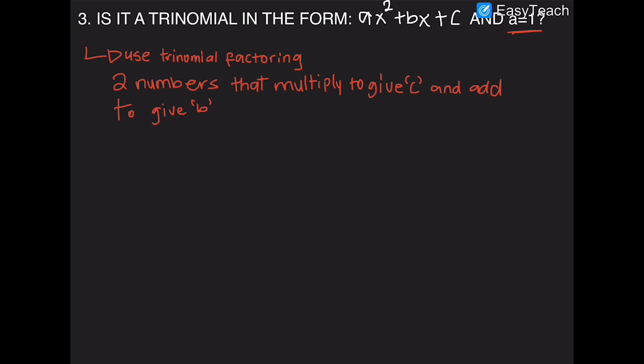But just to give a little bit of context, trinomial factoring is pretty much finding two numbers that multiply to give c and add to give b. And you're just going to put that in both brackets and your equation will be factored. Now, if it's not in this form, there's one more thing to check.